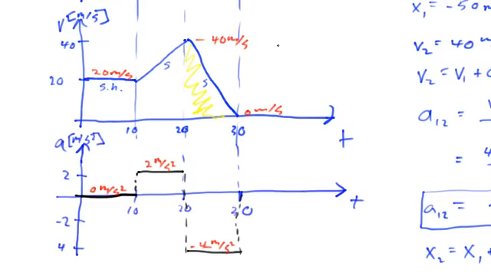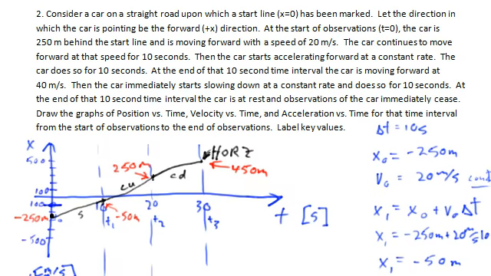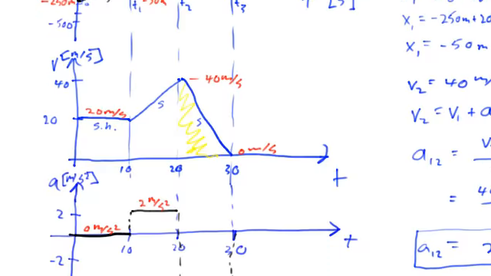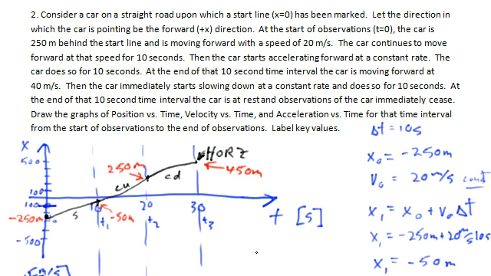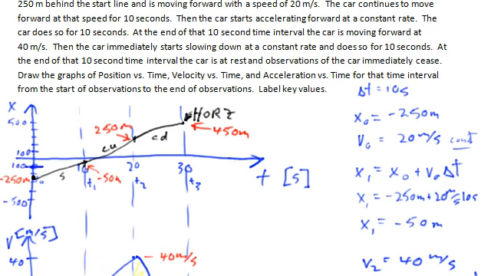And I'll go ahead and read the question and make sure I got everything. Straight line forward. Minus 250 is where it starts. 20 meters per second, so I started moving forward. Should be at a positive. Yep. Moves forward at that speed for 10 seconds. Starts accelerating forward at a constant rate. Gets up to 40. Starts slowing down, does so for 10 seconds, and is at rest. Okay.